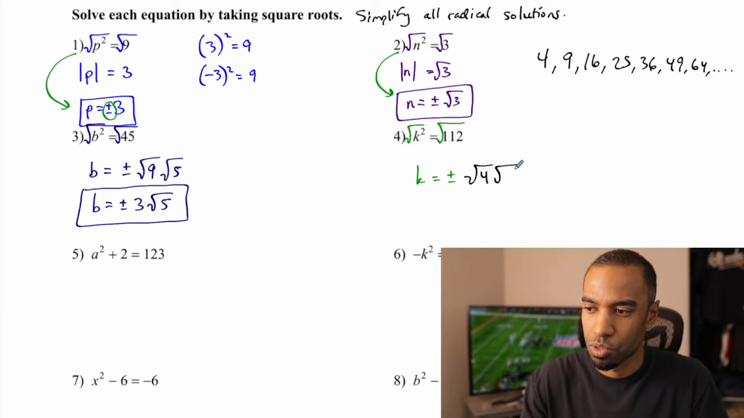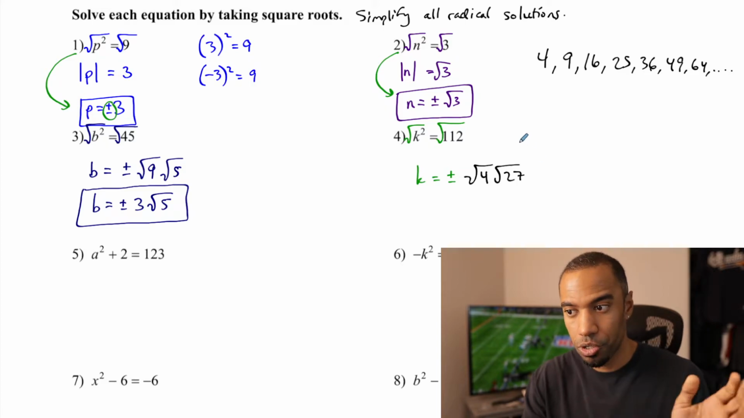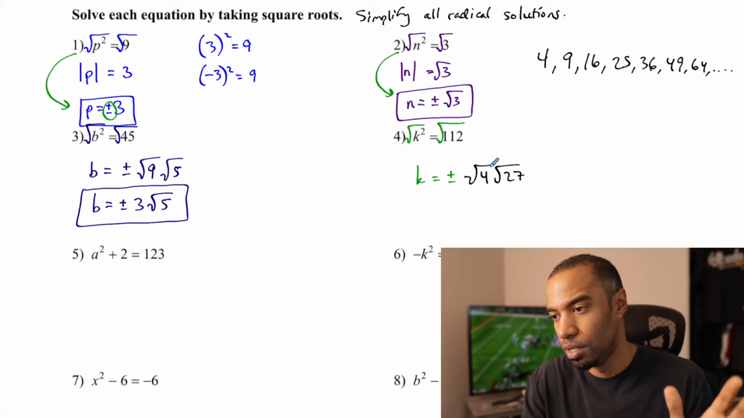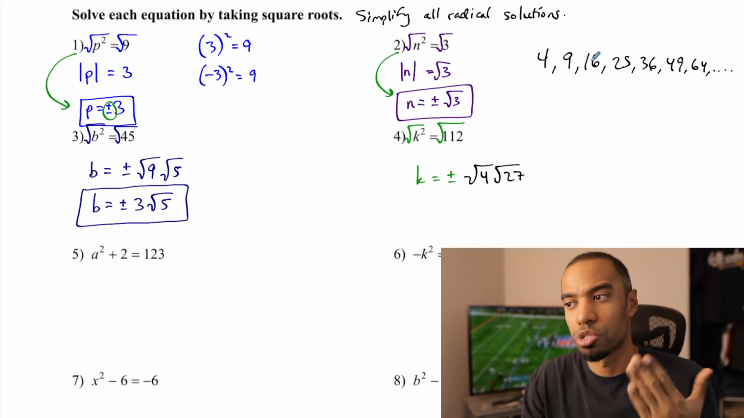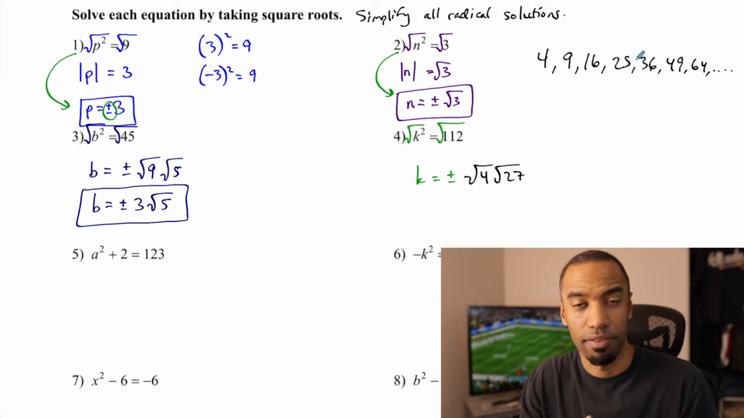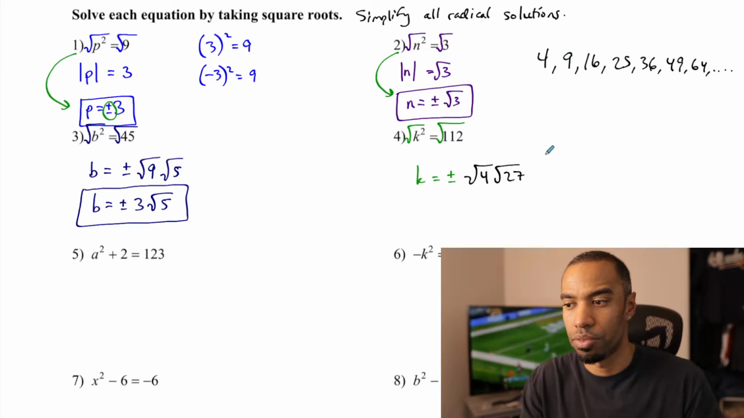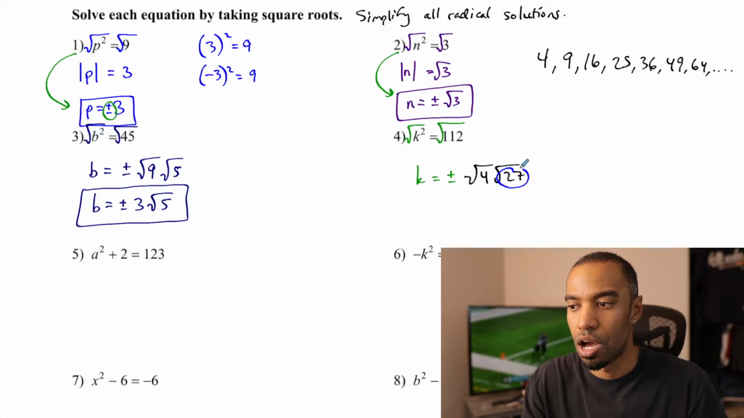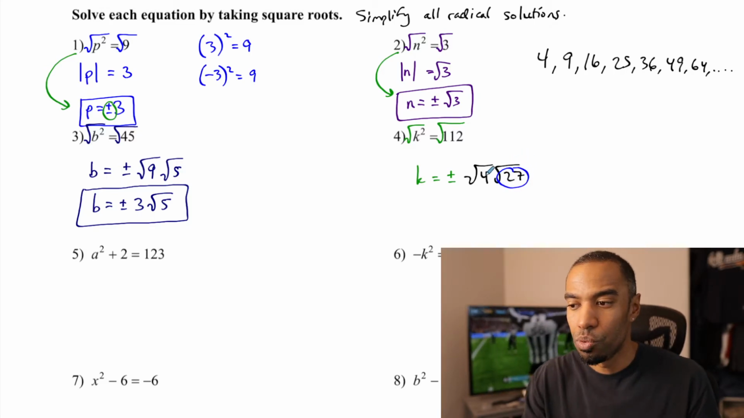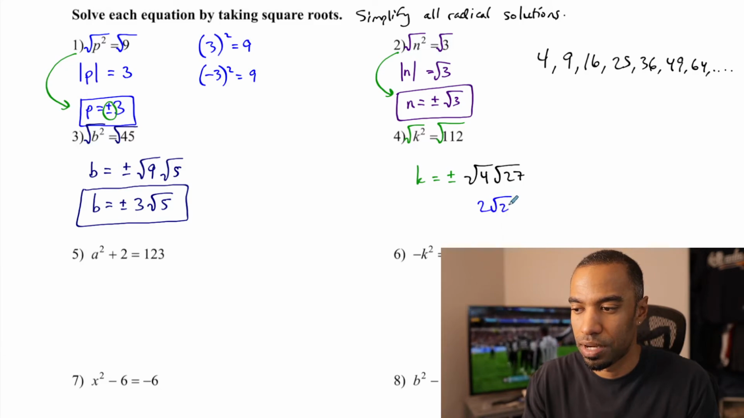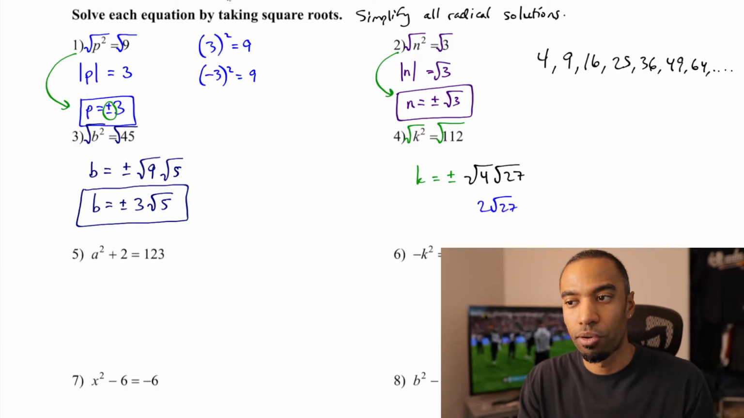So root 4 times root 27. I'd caution you on this though for a couple reasons. Number 1, always explore and see if there are larger values, because number 2, I know there's a larger value because 27 also has a perfect square inside of it. If you only simplify this thing down to 2 root 27, you haven't fully simplified it.